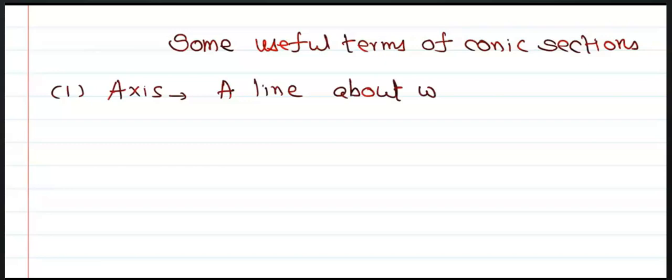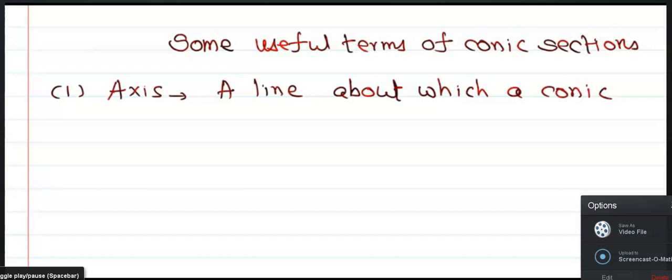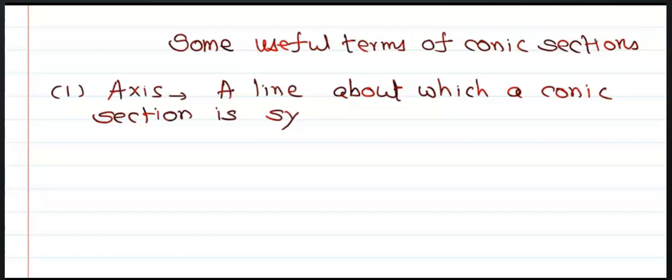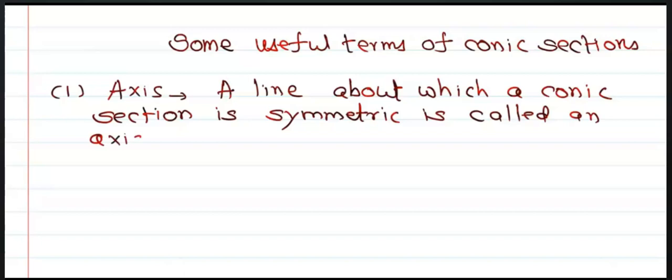Now what is meant by the axis? Axis means a line about which a conic section is symmetrical is called an axis of the conic section.